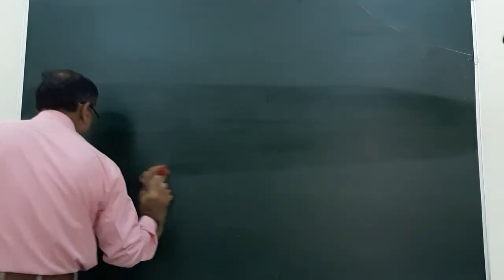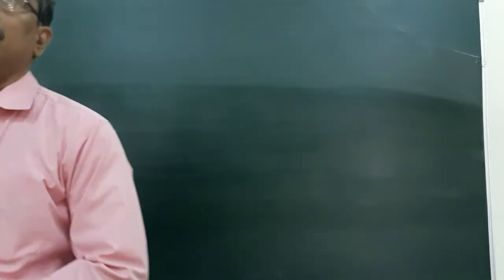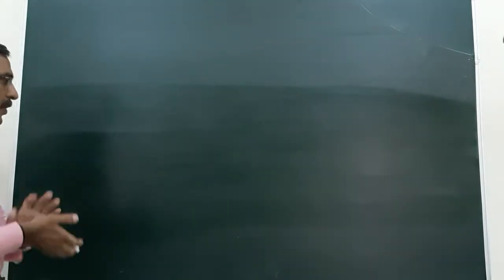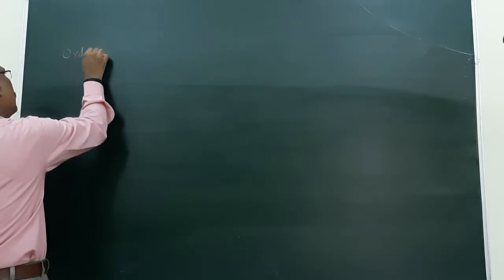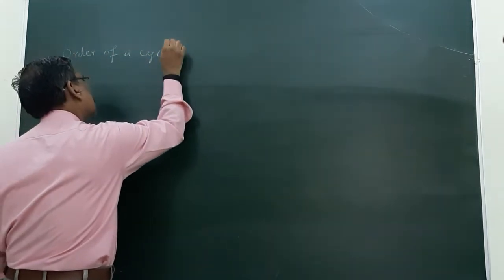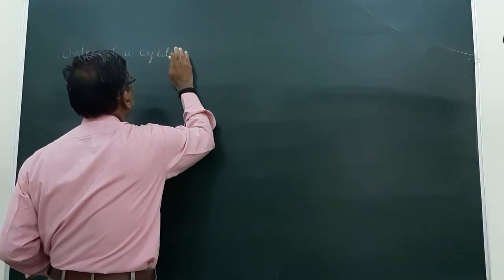Now we would like to find the order of a cyclic permutation. How can we find the order of a permutation? What is the order of a cycle?